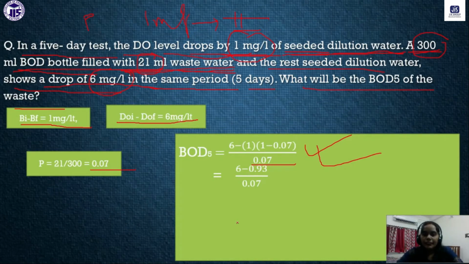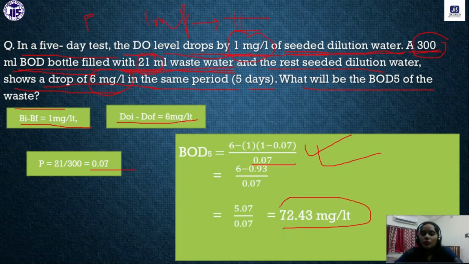Then 6 minus 0.93 divided by 0.07, and the total BOD 5 of the wastewater is 72.43 milligram per liter. This will be the answer. This will be the value. Okay.